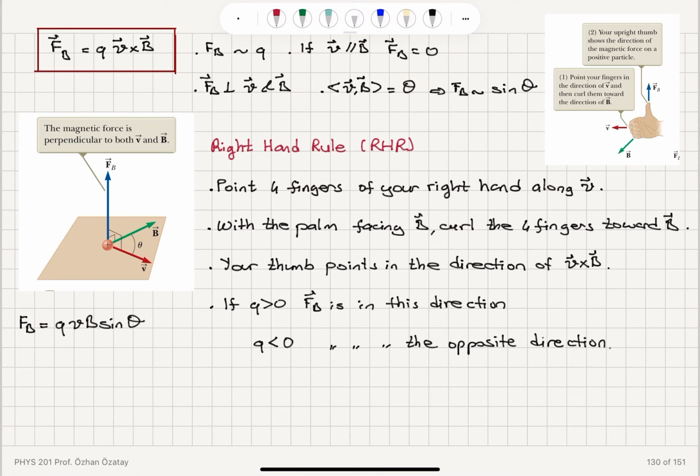The direction of the force is found by using the right-hand rule. Point four fingers of your right hand along the velocity vector, curl them towards the magnetic field vector, and the thumb points in the direction of the force if the charge is positive. If the charge is negative, the direction of the force will be in the opposite direction. And the magnitude of this force is qvB sine theta.